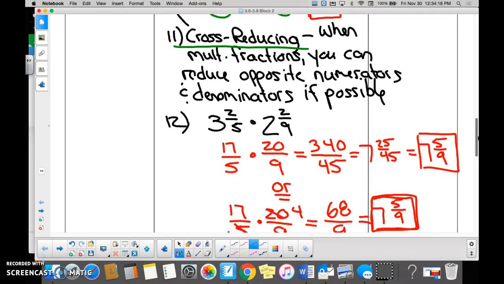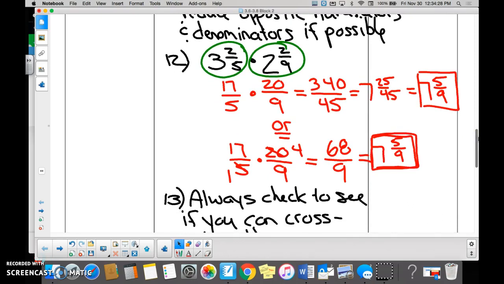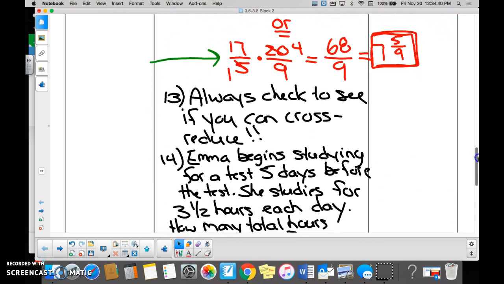Can you calculate with mixed numbers ever? No. So what do we have to change those into? Improper fractions. Okay? And then again, we gave you 2 examples. On this example, after we converted to improper, we did not cross reduce, and on this one we did. Your choice. You don't have to. I recommend it though. Matter of fact, 13 says always check to see if you can cross reduce.